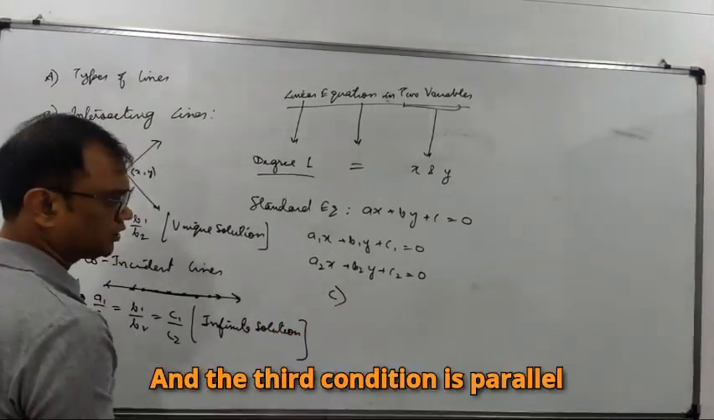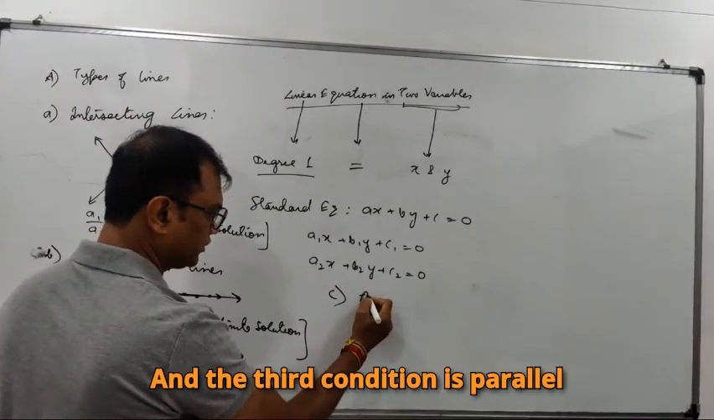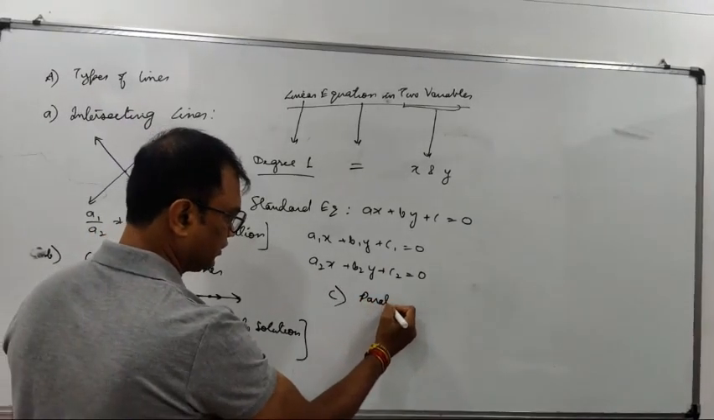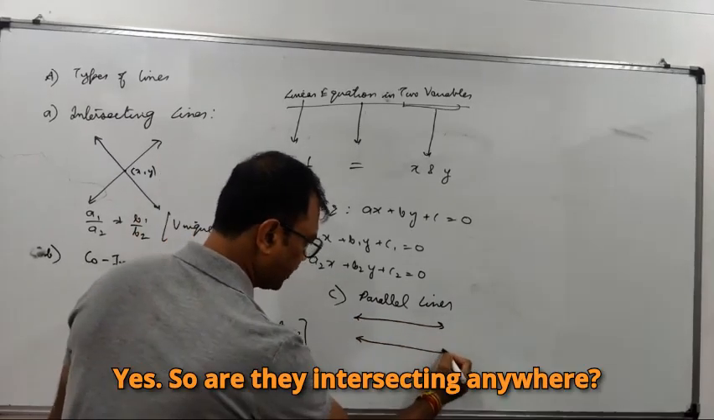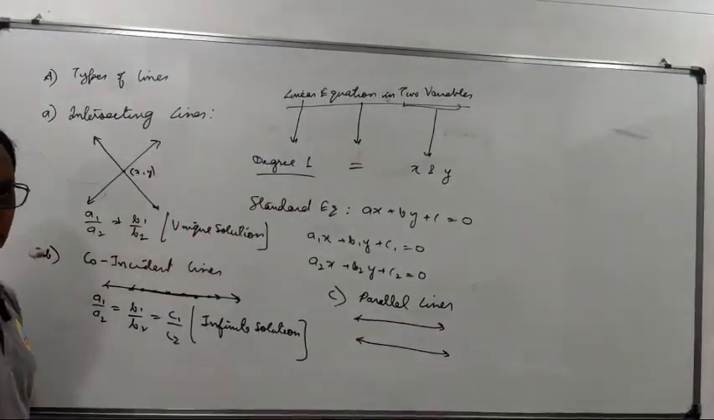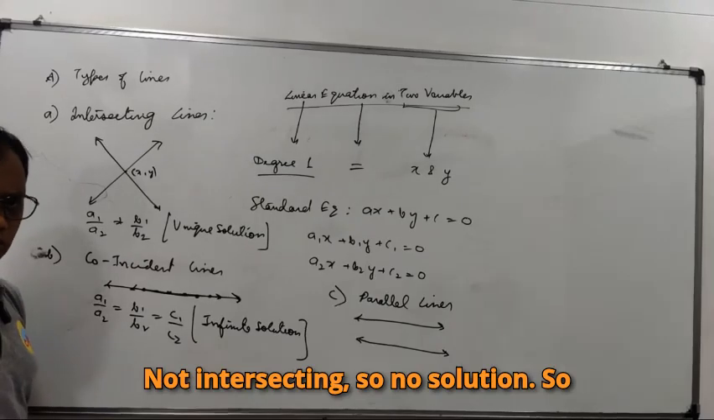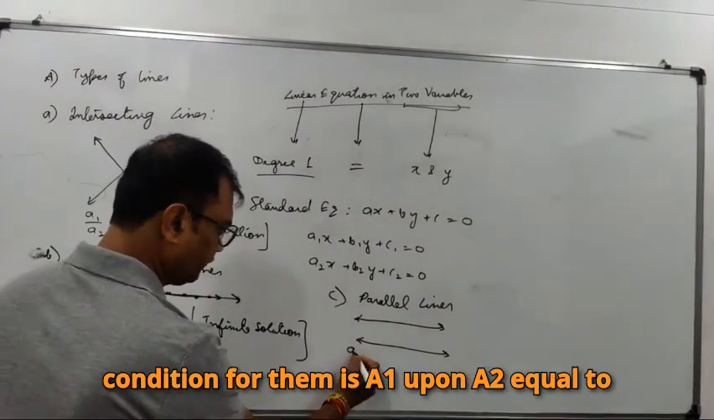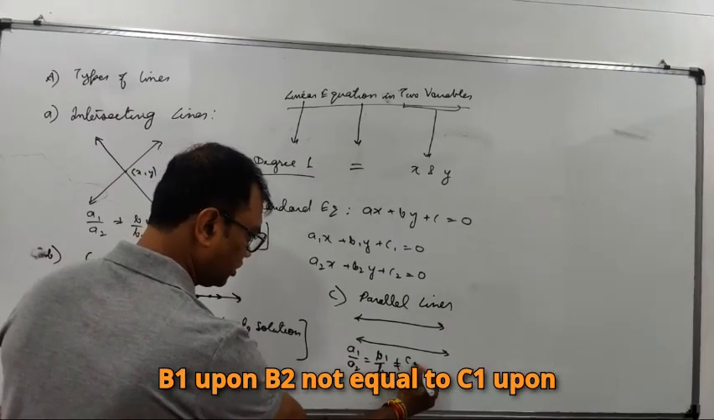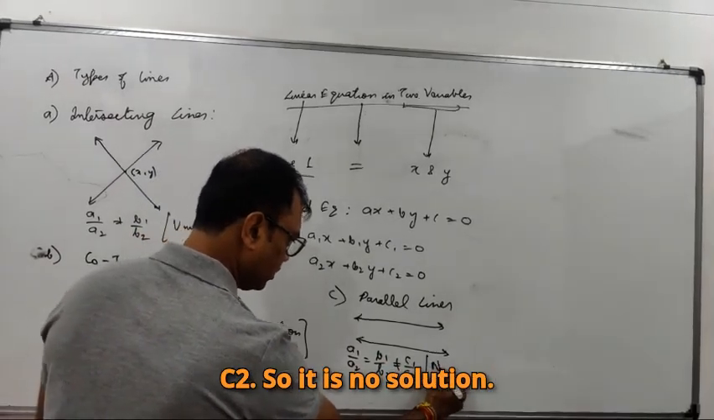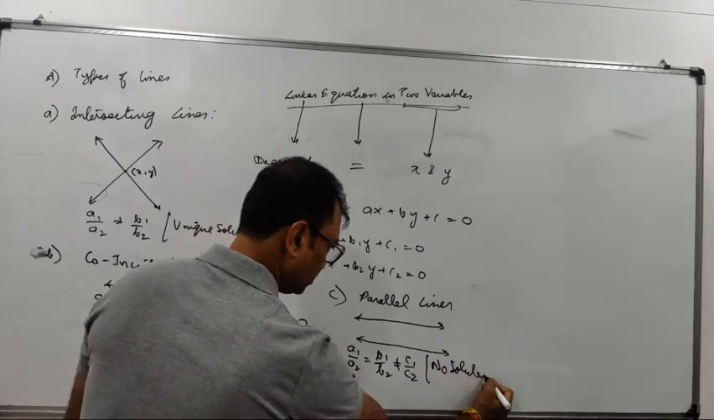And the third condition is parallel lines. Are they intersecting anywhere? Not intersecting, so no solution. So the condition for them is A1 upon A2 equal to B1 upon B2 not equal to C1 upon C2. So it is no solution.